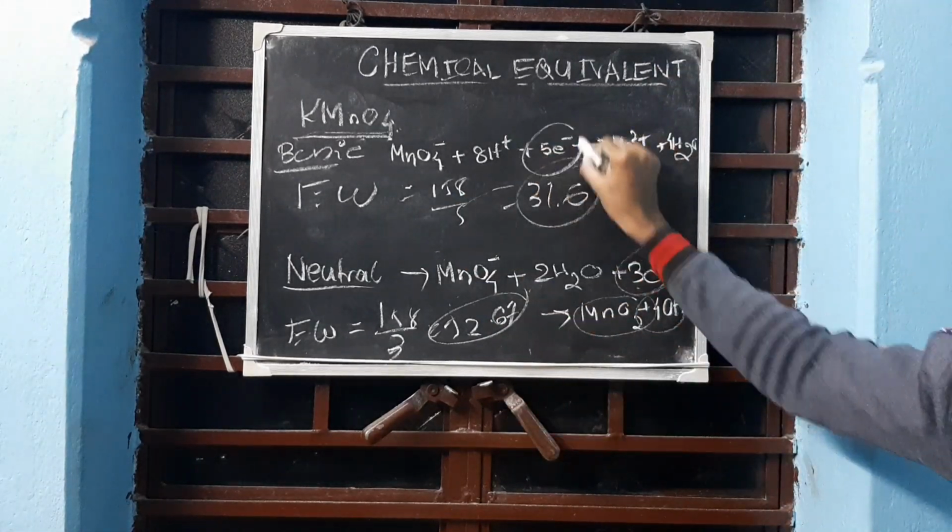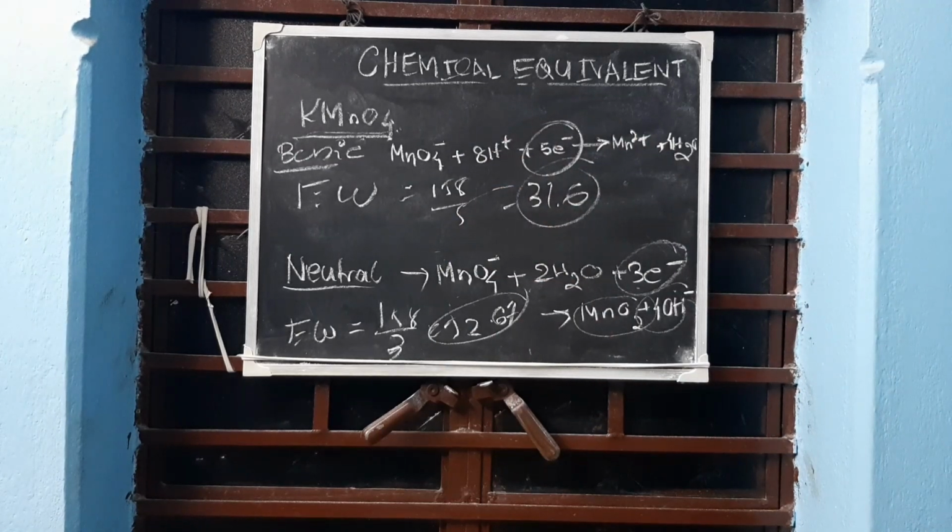Clear? So here how many electrons are transferred? 5 electrons. Previously 3 electrons. Before that also 1 electron. So you can see it depends on the medium. So medium is the most important thing over here. So you need to remember for what medium is what. Clear? Understood?